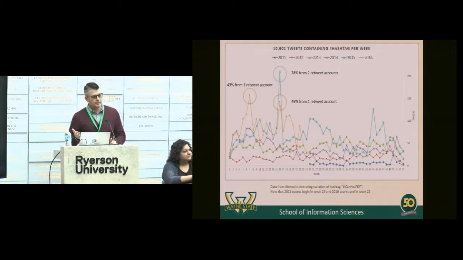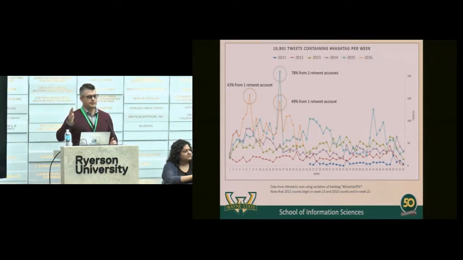So first of all, with altmetric data, I wanted to visualize across time the usage of ICanHasPDF or some variation of that. And as you can see, on the bottom is 2011, and the orange at the top is 2016. And you can see a steady increase in the use of these hashtags across time.